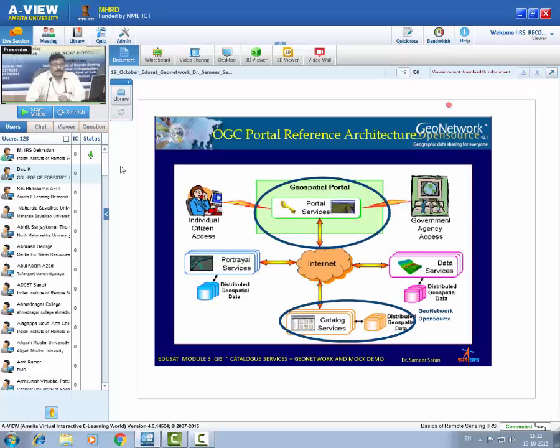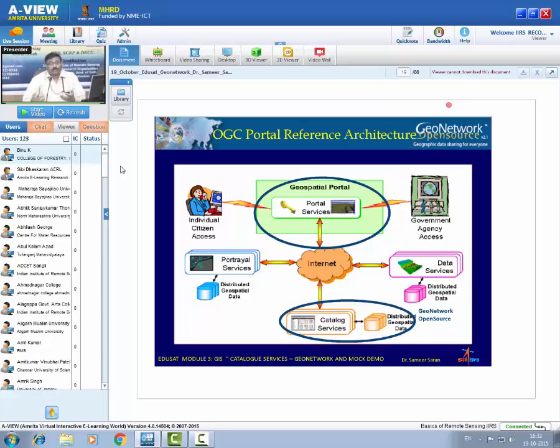So suppose as a node, I can provide WMS services. Those WMS services can be directly accessed through GeoNetwork. And even if you are providing some data services, that can also be provided through this GeoNetwork portal.